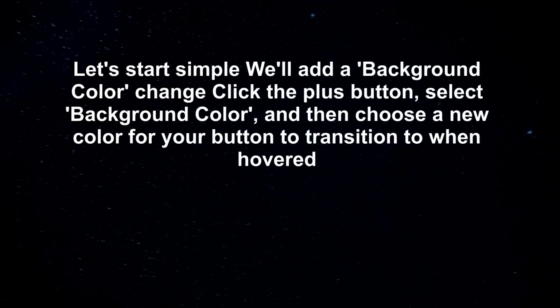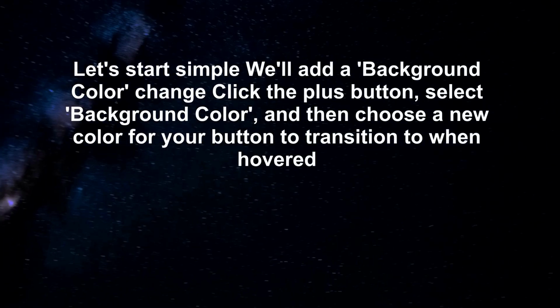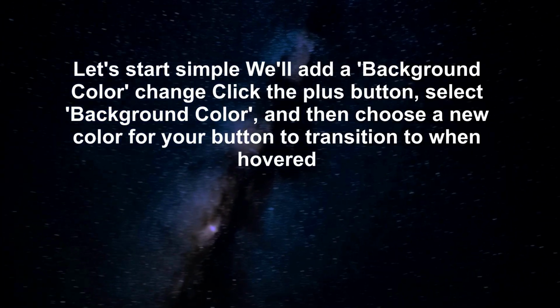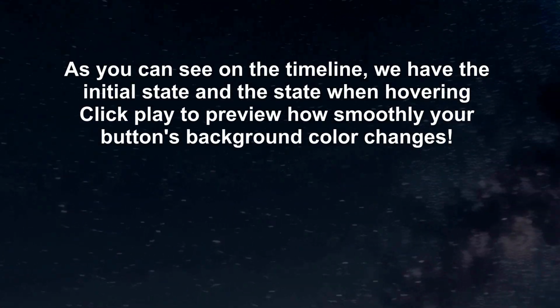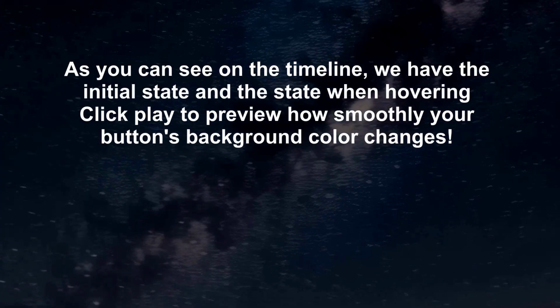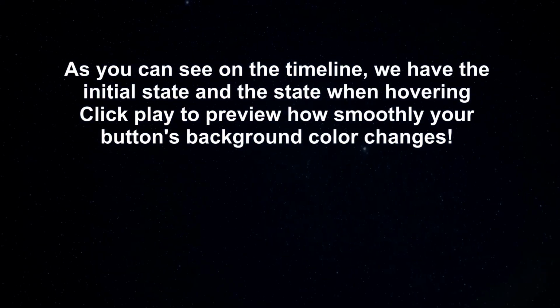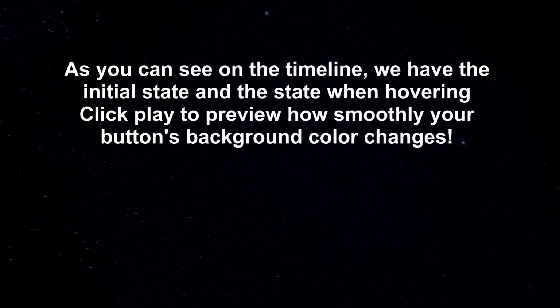Click the plus button, select Background Color, and then choose a new color for your button to transition to when hovered. As you can see on the timeline, we have the initial state and the state when hovering. Click play to preview how smoothly your button's background color changes.